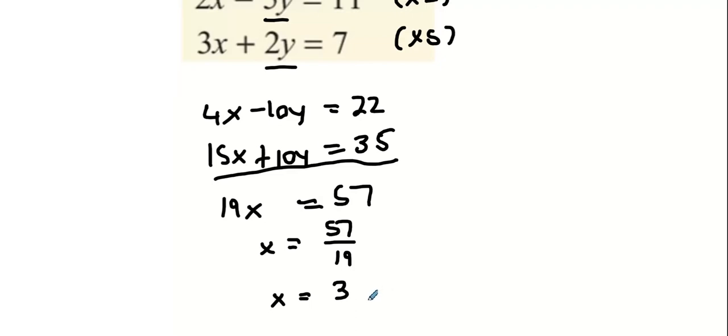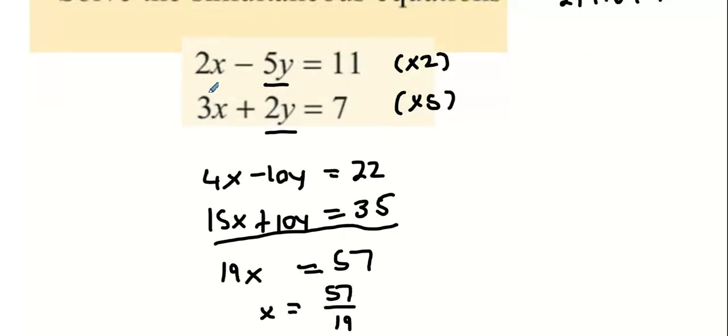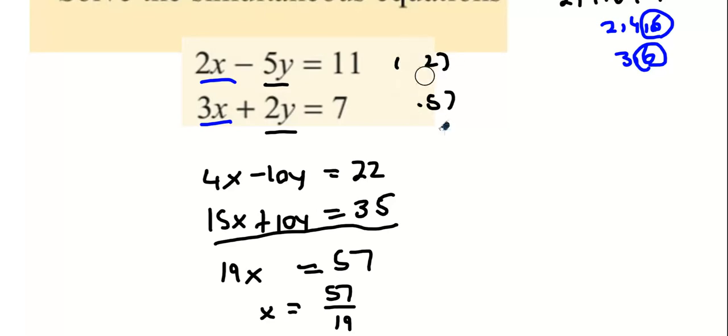Okie dokie. Now, next thing we're going to do is get rid of the x's. See, this time we got rid of the y's. So I'm going to go back to the start, and this time I'm going to get rid of the x's. Now, what can you turn 2 and 3 into? 2, 4, 6, 3, and 6. I'm going to turn them into 6's. But I want to turn one of them into a minus 6 and the other one into a plus 6. So I can either multiply the top equation by minus 3 and the bottom equation by plus 2, or I can multiply the top equation by 3 and the bottom equation by minus 2, your choice.